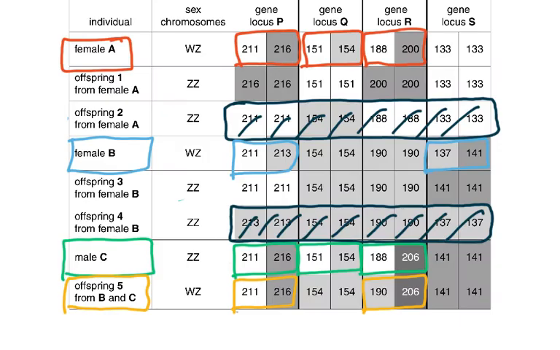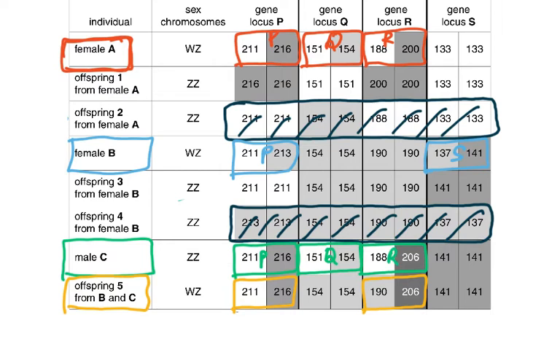It says which animals are heterozygous. Now look at how I've done this. Female A was heterozygous at P, Q, and R. Then female B was heterozygous at P and at S. And then male C was heterozygous at P, Q, and R.